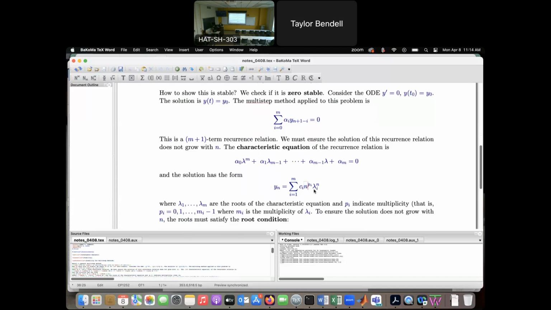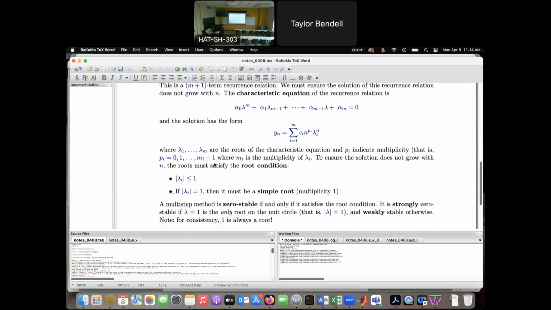So if your solution of your recurrence relation, therefore the computed solution from your multi-step method, has this form, you want to make sure that this function of n cannot grow with n. And that leads to what is called a root condition. This is how we determine zero stability.